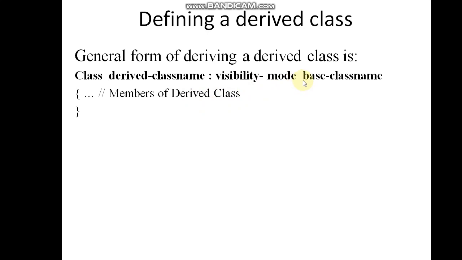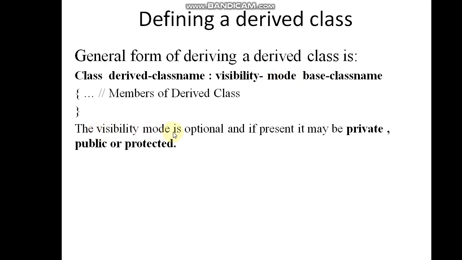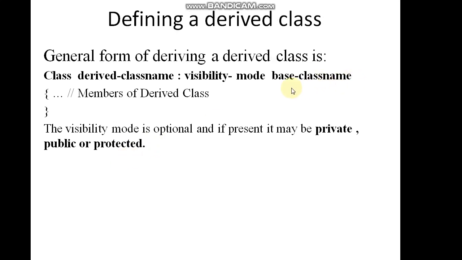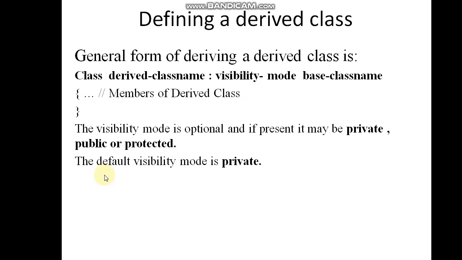Now, the derivation from base class to the derived class can be done in three ways. The visibility mode is optional, and if present, it may be private, public, or protected. This means that properties of the base class will be inherited into the derived class in three ways. We can inherit the properties publicly, we can inherit the properties privately, or protectedly. The default visibility mode is private.